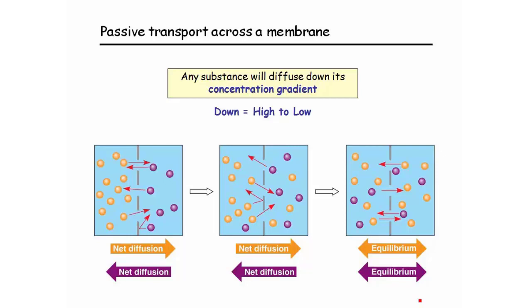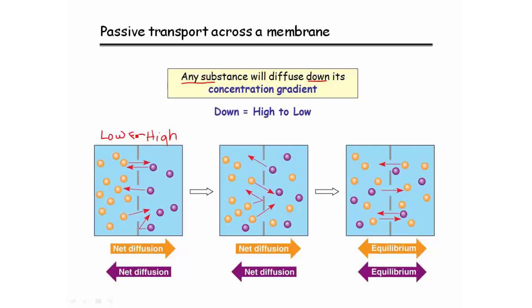So for the purple molecules, if we look at them, on this side they are high, and on this side they are low. And we said that any molecule wants to go down, or from high to low. So for the purple, they're actually going to move in the opposite direction. So they will move down their own concentration gradient, do their own thing, while the orange ones are moving down their concentration gradient. All of this will continue until we get to equilibrium. So until we get an even concentration of purple molecules on both sides of the membrane and an equal concentration of the orange molecules on both sides of the membrane.